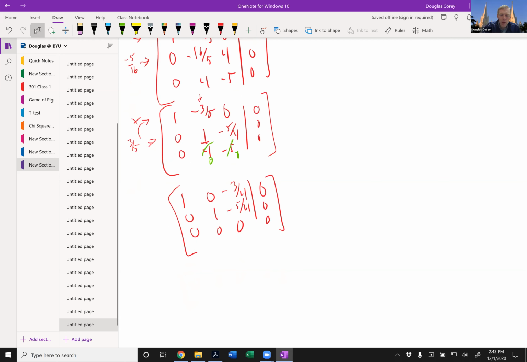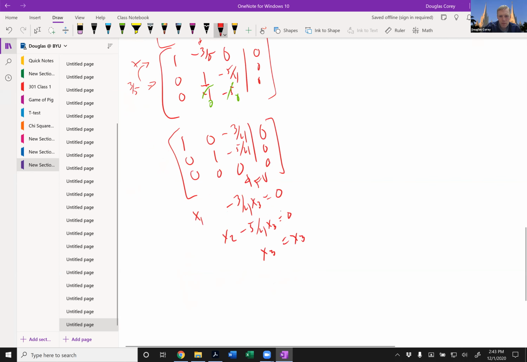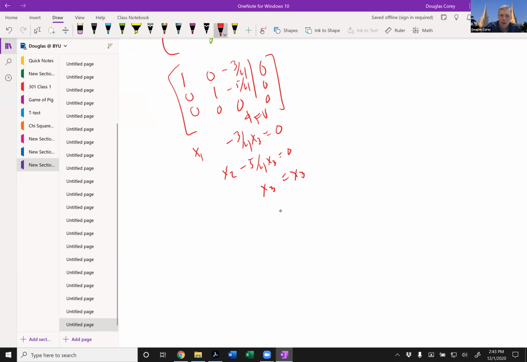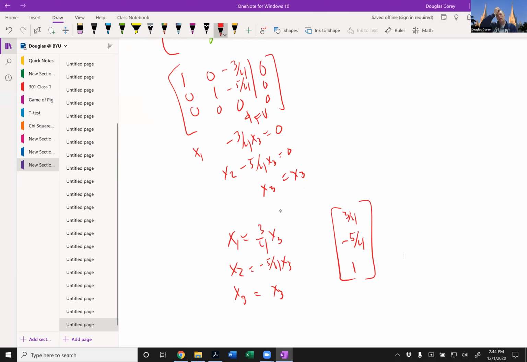And so now I can think about this as a system. So I end up with x1 minus 3/4 x3 equals 0. x2 minus 5/4 x3 equals 0. And this is a free variable here, this x3. So x3 equals whatever x3 equals. So when I pull all of my x3s over to the other side, I get x1 equals 3/4 x3, x2 equals a minus 5/4 x3, and x3 equals x3. So that means a basis, an eigenvector is 3/4. The basis for the eigenspace is a minus 3/4, a minus 5/4, and 1. Okay, so that's for lambda equals 7.